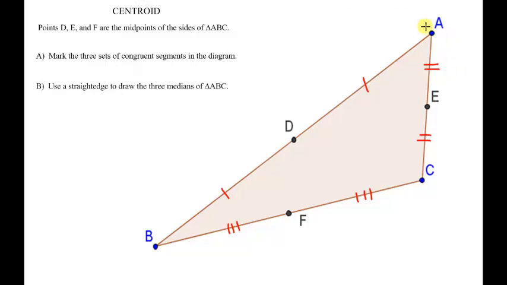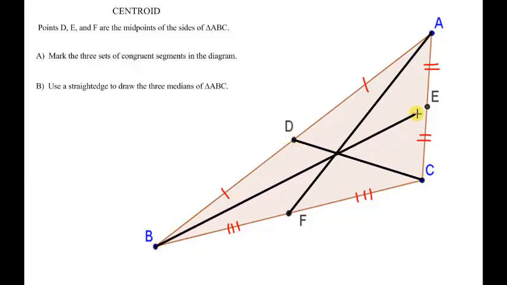Okay, so the medians again, I'm going to draw from vertex A across through the triangle to the midpoint of the opposite side, which is going to be F. So AF is one of my medians. Let's come from C, this vertex, across to D, the midpoint on the other side. And then from B, I'm going to come all the way clear through to E on the other side.